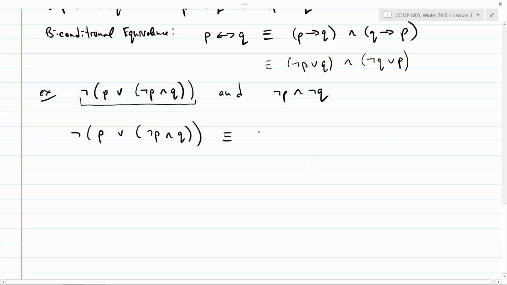So I do that, and I get not P and not (not P and Q). Right? That's the very first step. Does that make sense to everyone? And what I like to do is write what I did. So I did De Morgan's Law. So far, so good?